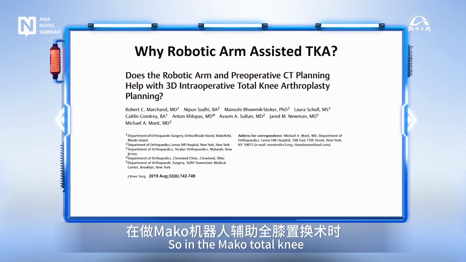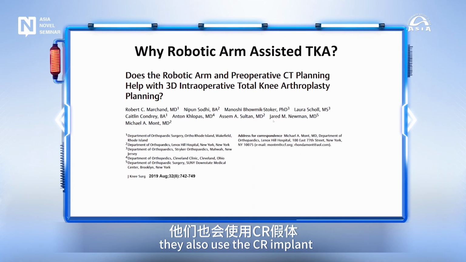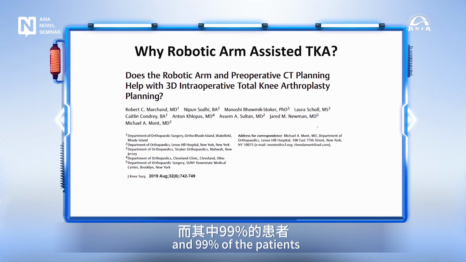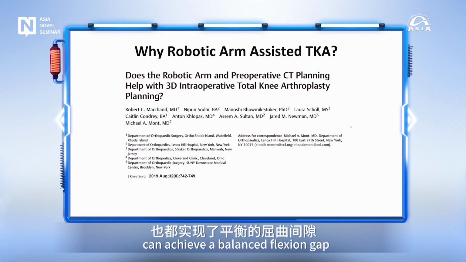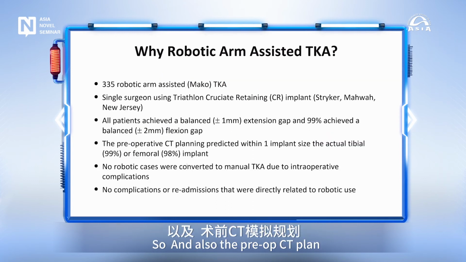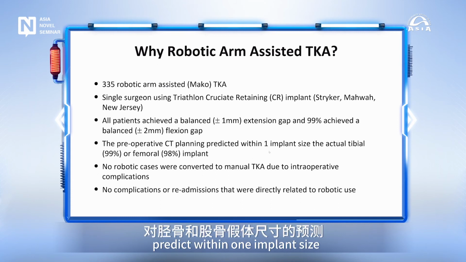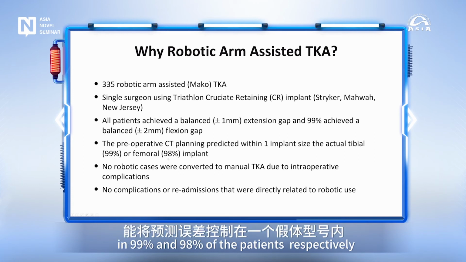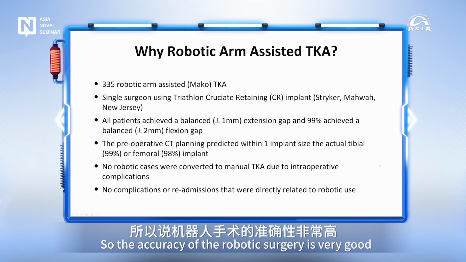So in the Mako total knee, they also used the CR implant. All patients can achieve a balanced extension gap, and 99% of the patients can achieve a balanced flexion gap. And also the pre-op CT plan predicted within 1 implant size of the actual tibial and femoral implants in 99% and 98% of the patients respectively. So the accuracy of the robotic surgery is very good.